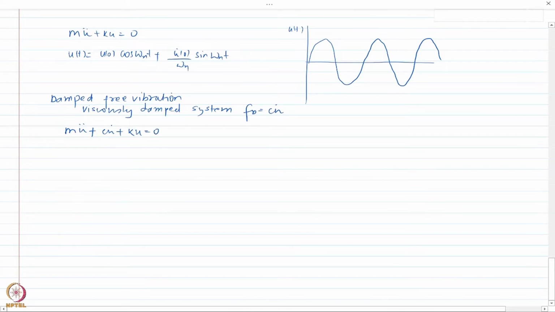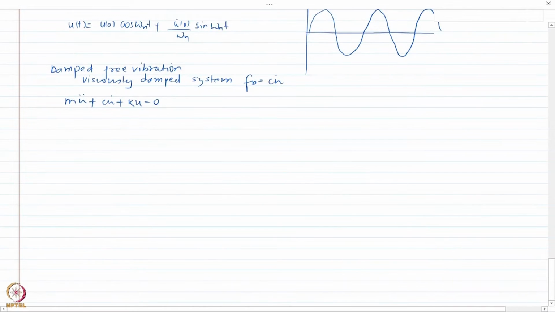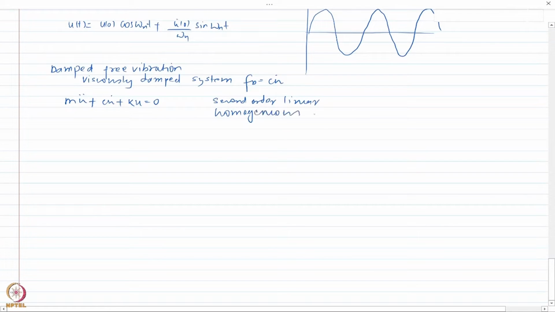So today we are going to solve this equation, and we are going to follow the same procedure. So again it is a second order, linear, homogeneous differential equation. And the solution would take the same form as the last class, so I can represent my solution u(t) as an exponential function e to the power lambda t.